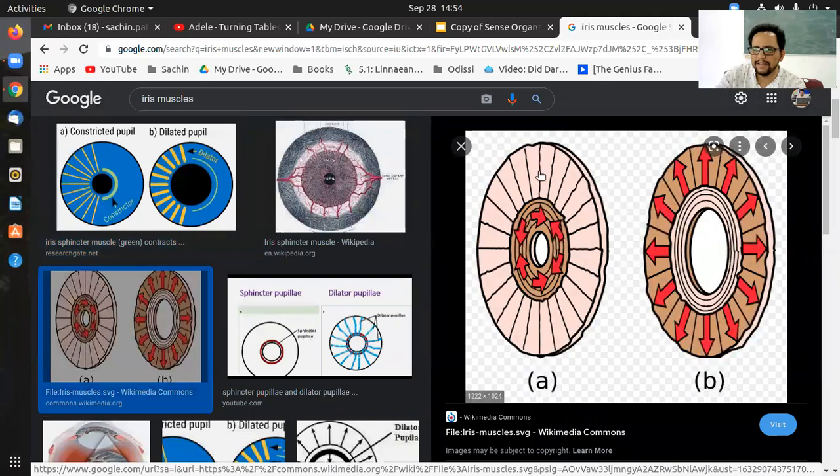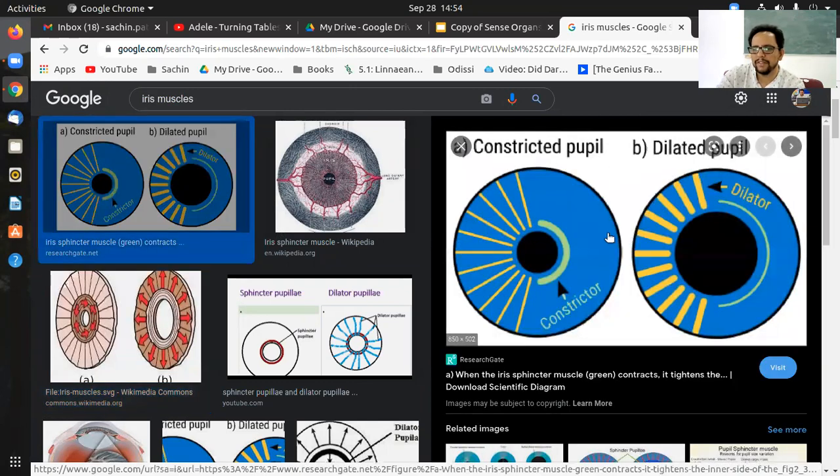If you look at these lines, these are the radial muscles. That's how the iris structure looks. And then there is something in a circle. These are called circular muscles. So the iris as an organ has two different types of muscles: radial muscles and circular muscles. And they have different functions altogether, which we'll see later. And this opening at the center is nothing but the pupil.